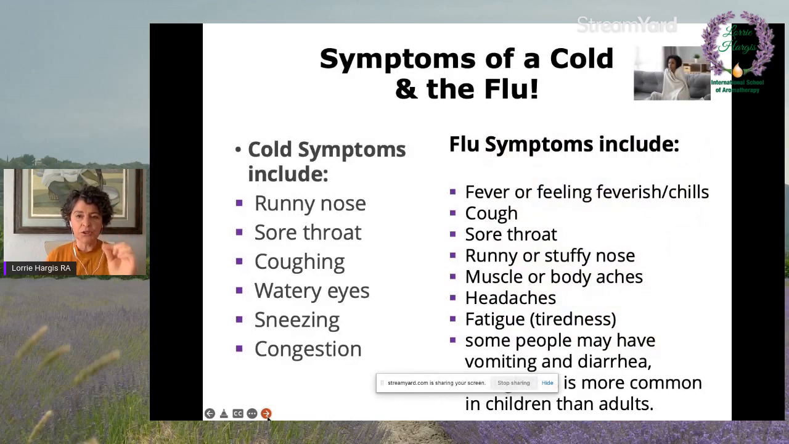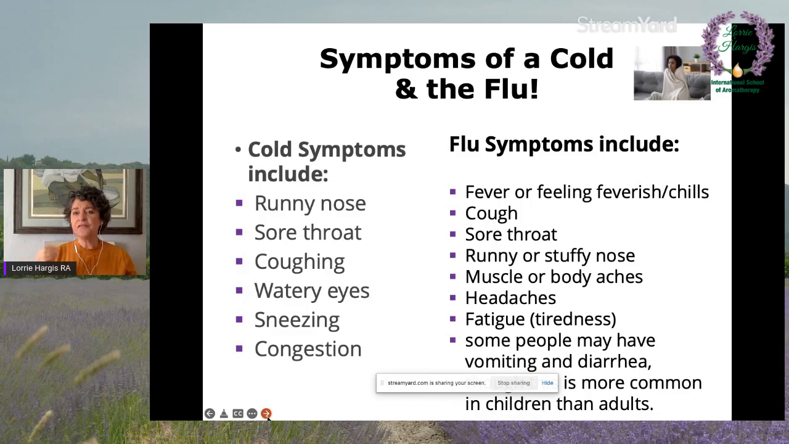Cold symptoms include runny nose, sore throat, coughing, watery eyes, sneezing, and congestion. And you usually get over it in a few days. Now, unless you have a problem with your immune system, then it's going to take you longer, right? And we've got so many people now with autoimmune problems.